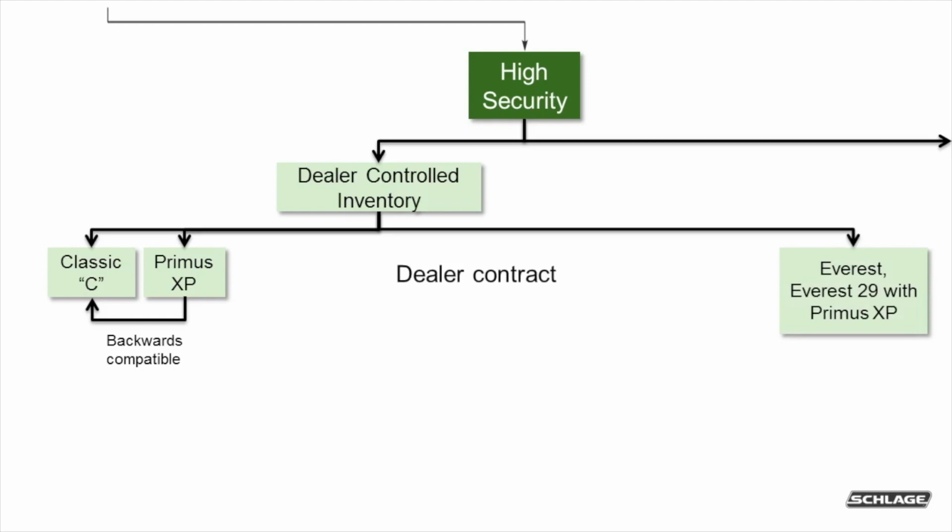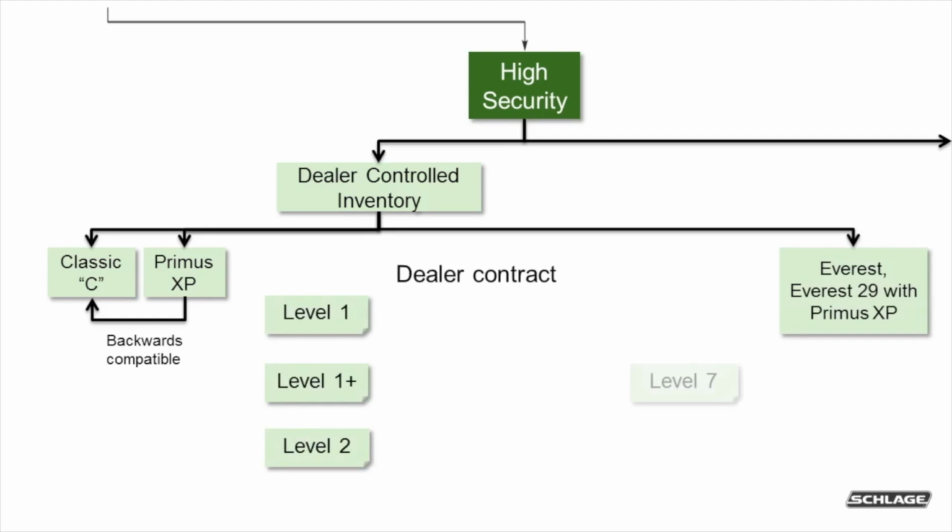Dealers and locksmiths can start one of the available dealer-controlled levels by agreeing to a dealer contract and submitting an inventory stocking level appropriate for the level of exclusivity granted by the level. Each level offers the dealer or locksmith different exclusivity that they can then in turn offer to their customers. Levels 1, 1 Plus, and 2 are for Primus in the classic obverse keyways, and levels 7 and 8 are for Everest with Primus technology.